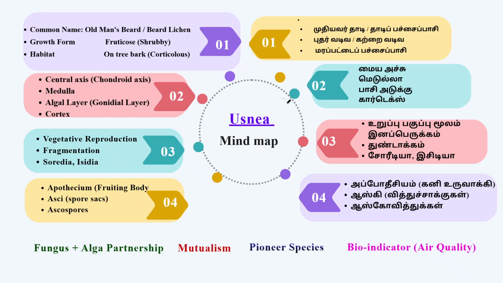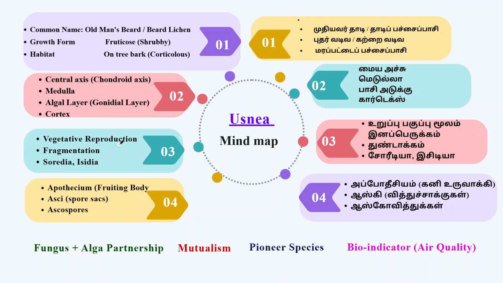So when you see the mind map of Usnea, you have the common name for Usnea, old man's beard or beard lichen, a fruticose lichen present on the tree bark. So we can call it a corticolous lichen. It has an internal structure, with a central core followed by medulla, and then you have the algal layer, otherwise referred to as gonidial layer, and the final outermost protecting covering, that is your cortex.